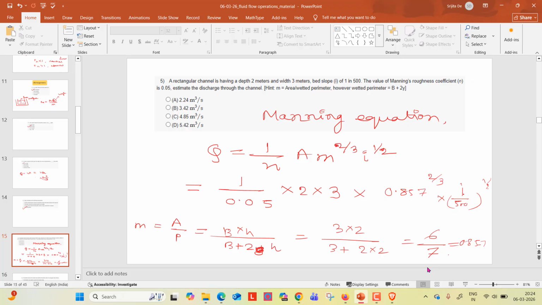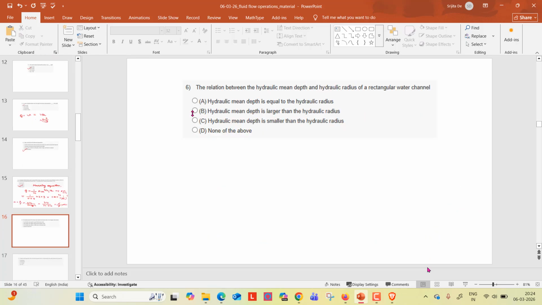So it is coming as 4.842 meter cube per second. So it is close to this, option C. Next, the relation between the hydraulic mean depth and hydraulic radius of a rectangular water channel.